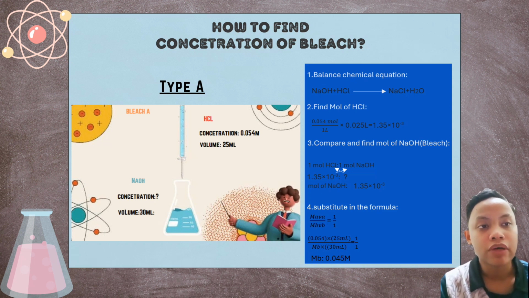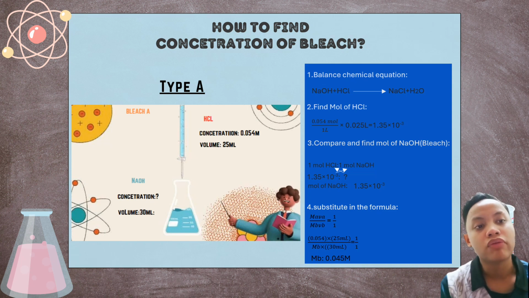On the left side, we have sodium hydroxide plus HCl, and on the right side, we have sodium chloride plus H2O. Second step, we must find the mole of HCl. So 0.054 mole over 1 liter multiplied by 0.025 liter, and we get 1.35 times 10 to the power of negative 3. On the third step, we must compare and find the mole of sodium hydroxide, the bleach. So we must do a cross multiplication, but first we need to see how many moles are on the left of the chemical equation.